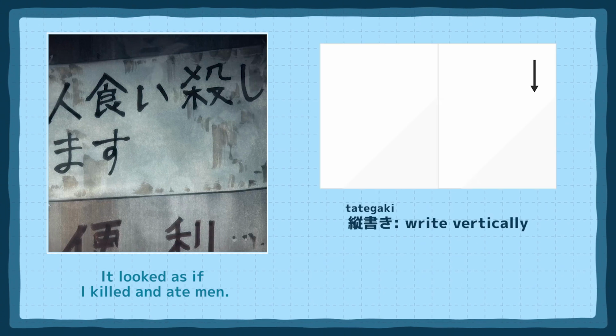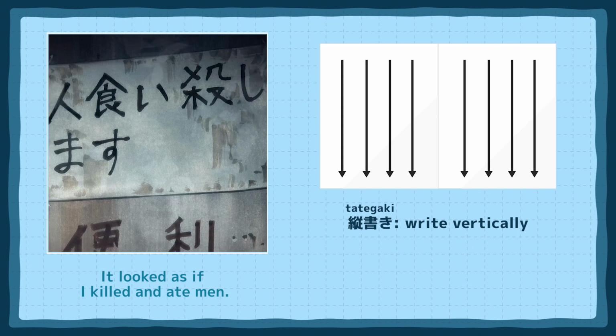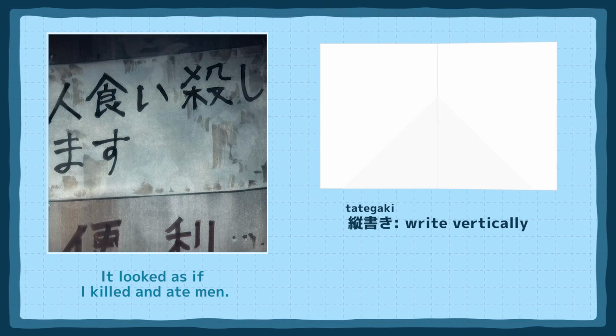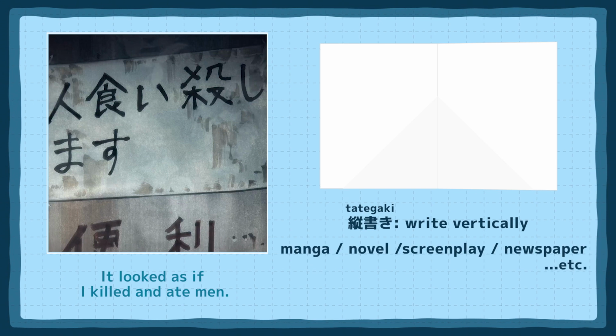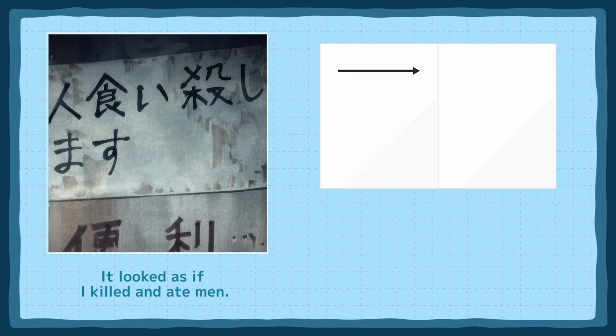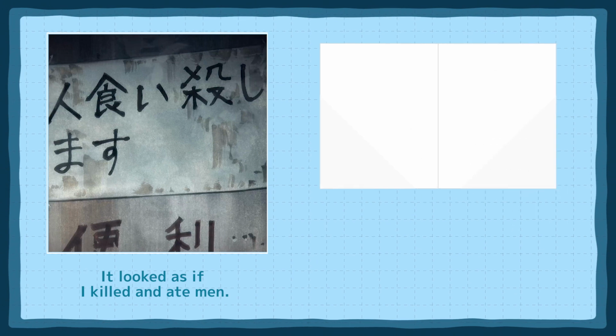Okay, here's the traditional Japanese format. Written vertically, up to down and right to left. And turn pages left to right. We're still using it in manga, novels, screenplays, and newspapers. And many people still use this style when they write letters, but we also use Western style too, which is written horizontally, left to right, and pages turn right to left.